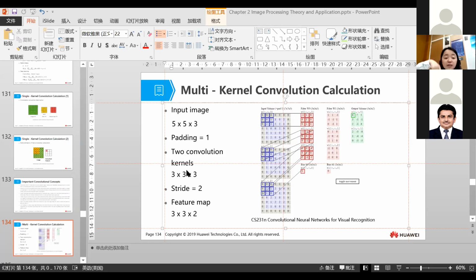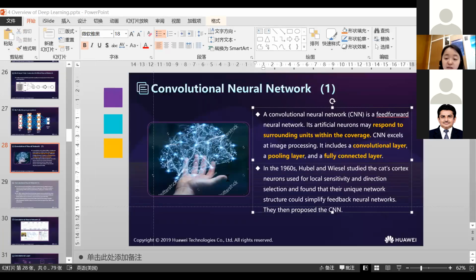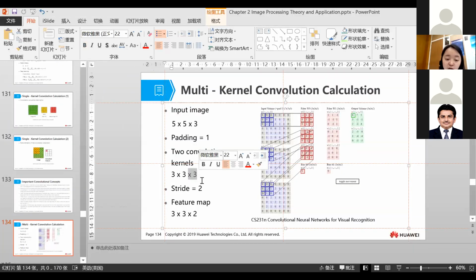So the size of the convolution kernels here, we got 2 convolutional kernels, right? This is the first one, and this is the second one. So the size of each convolutional kernel is 3 by 3 by 3. The first 3 by 3 means the size of a matrix, and the last 3 means the channel of the kernel. So here, this 3 is equal to these 3, right?